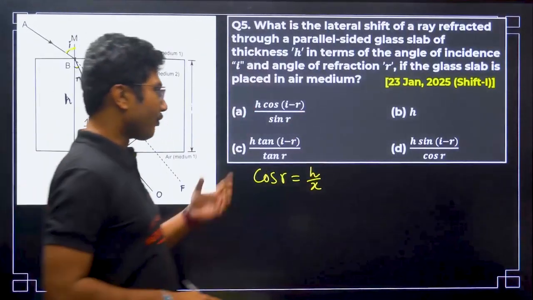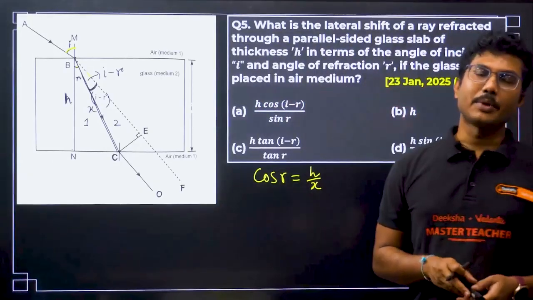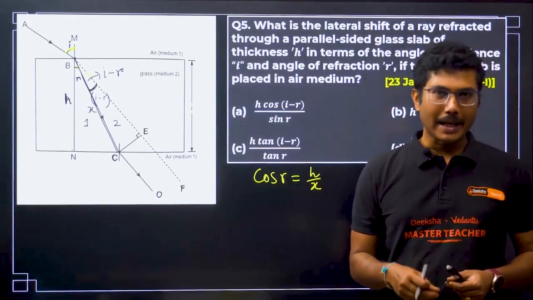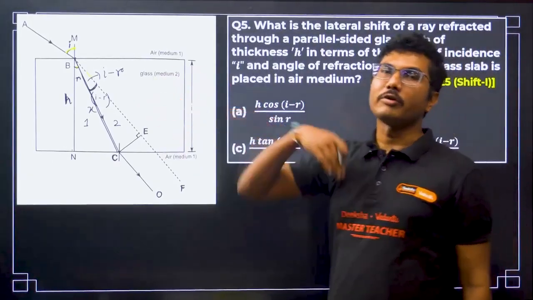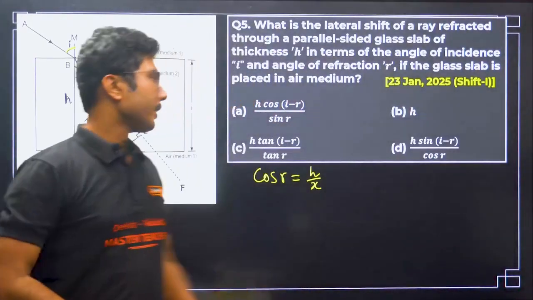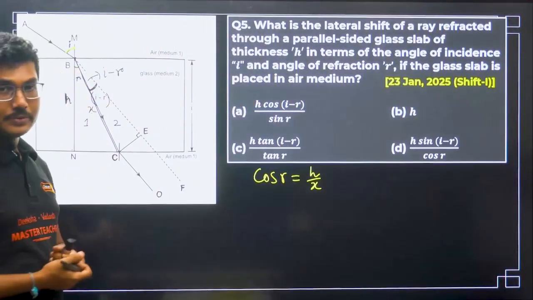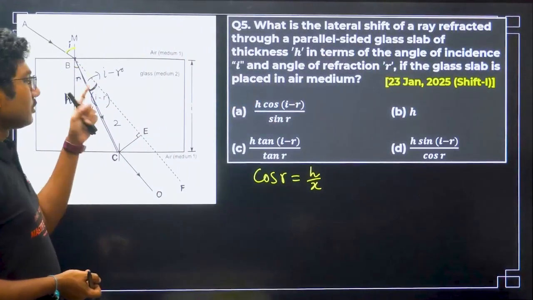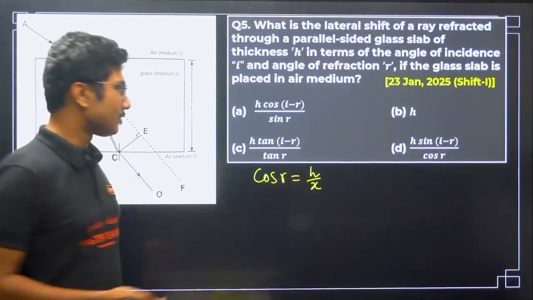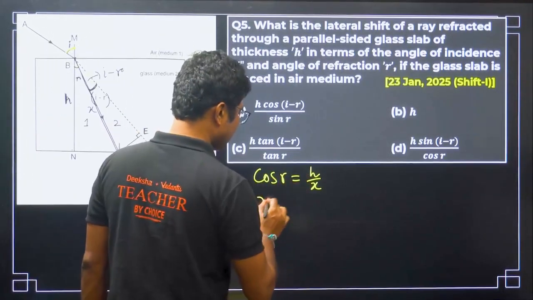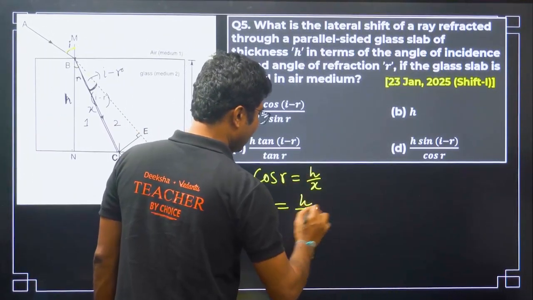Okay, if you forget, some people have curly brown hair turned permanently black. Adjacent angle means it will always be related to cos, right? This is the adjacent angle, so it will always be related to cos, right? So cos r is h by x. So from here we can say that x equals to h by cos r.